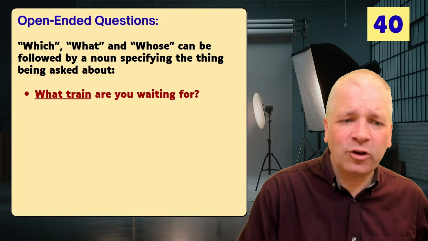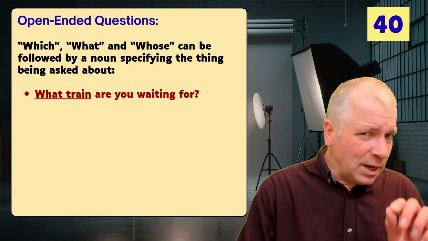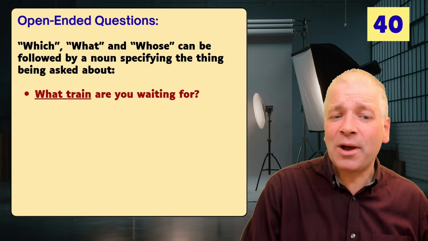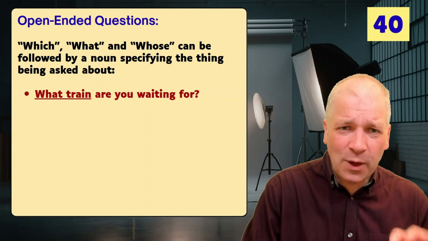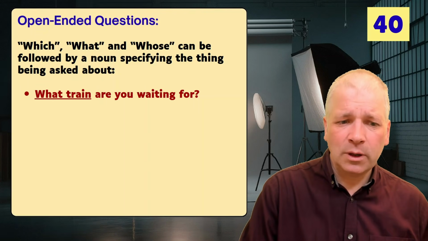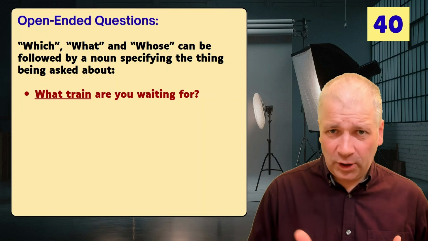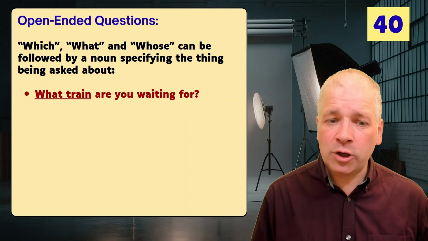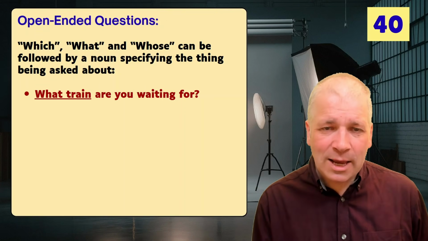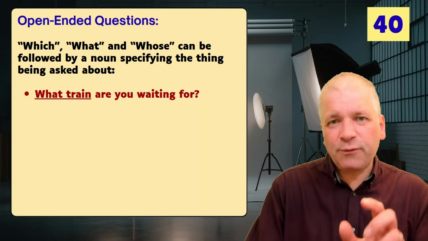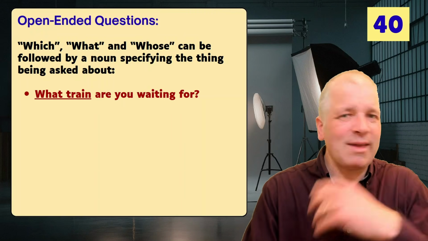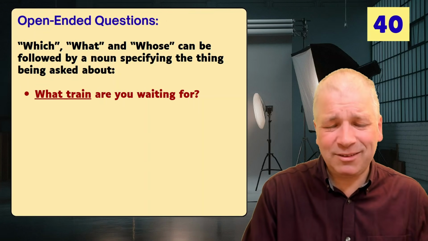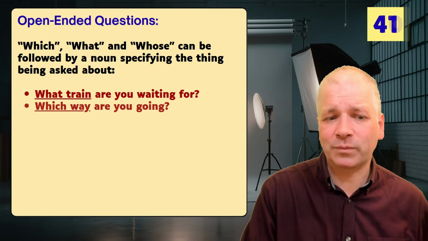Now let's look at which, what, and whose, because they also have particular extra uses, because they can be followed by a noun specifying the thing being asked about. So instead of just saying, what are you waiting for? I've had it here, what train are you waiting for? So the noun train comes after what to specify the thing being asked about. So it's not just anything. We're not just waiting for anything. Now we're talking about trains. We're limiting it to just trains that we're waiting for.